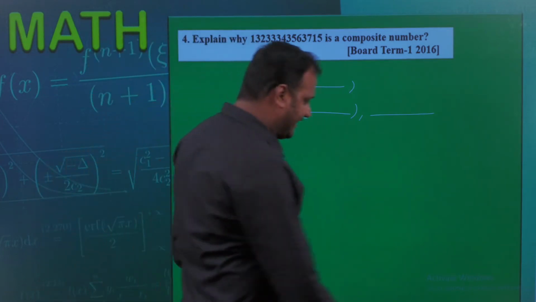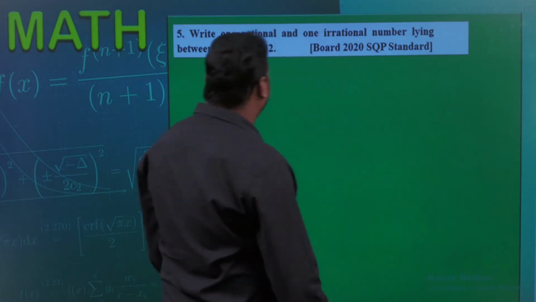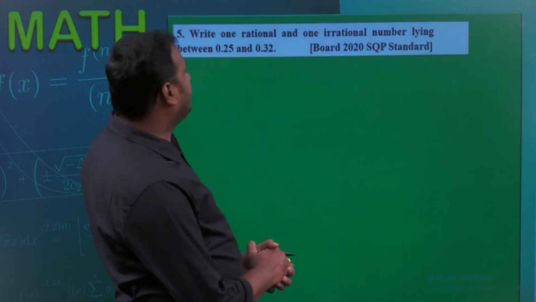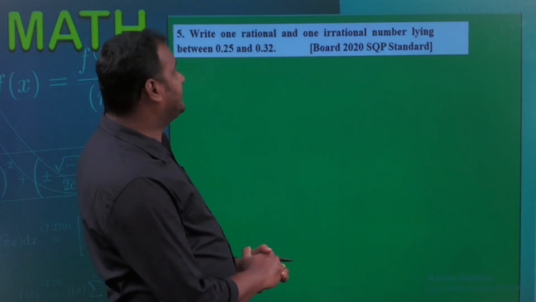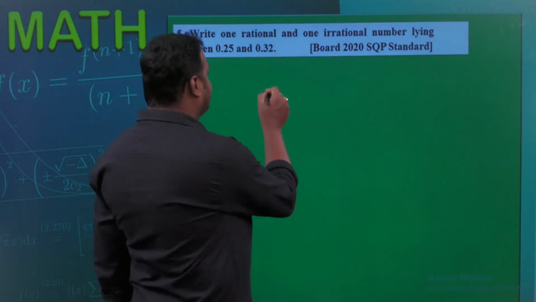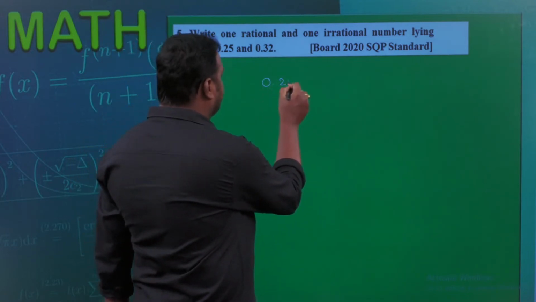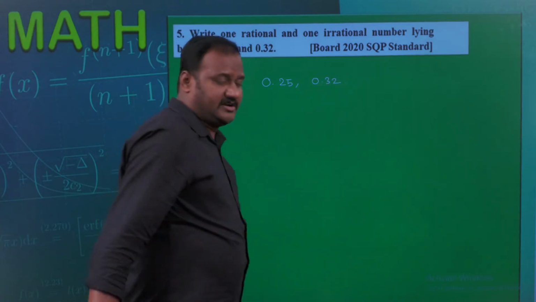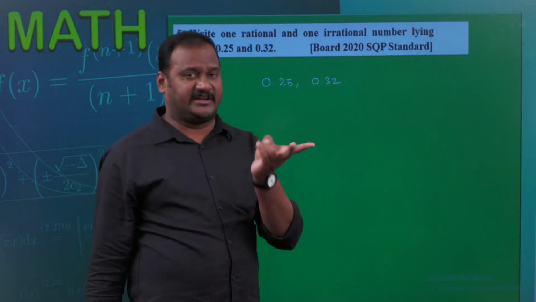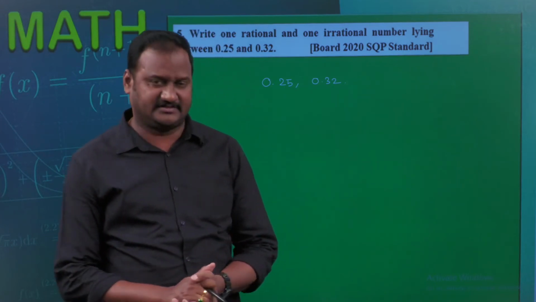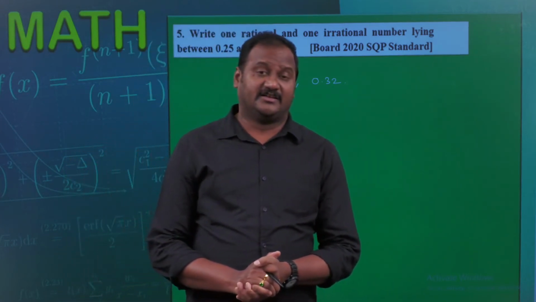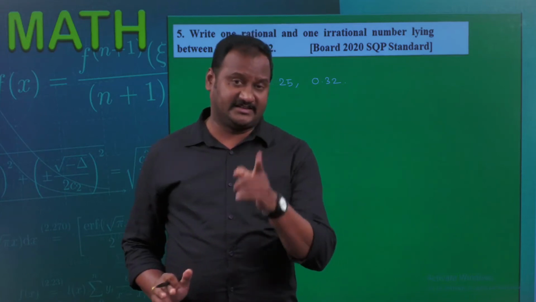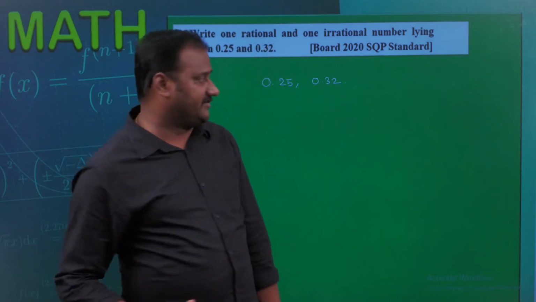Right? Next, moving on to the next problem. Write one rational and one irrational number lying between 0.25 and 0.32. So 0.25 is one number, 0.32 is another number. Now we are going to write one rational and one irrational number. Before writing a rational or irrational number, what kind of number is a rational number and what kind of number is an irrational number?